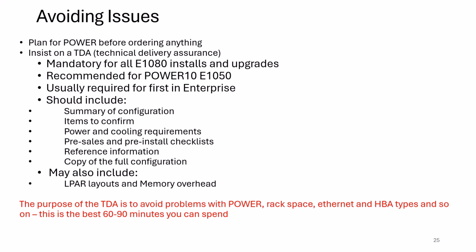Typically, when I do a TDA, there's a summary of the configuration. There's a list of items to confirm, which for me is usually your networking, copper or fiber. You know, what are the SAN cards that you really want and the speeds? What do you need in terms of transceivers? These are all things that you can solve up front. And of course, the power and cooling requirements. I usually provide reference information, a copy of the full configuration. Depending on what people need, we may talk about LPAR layouts, memory overhead.